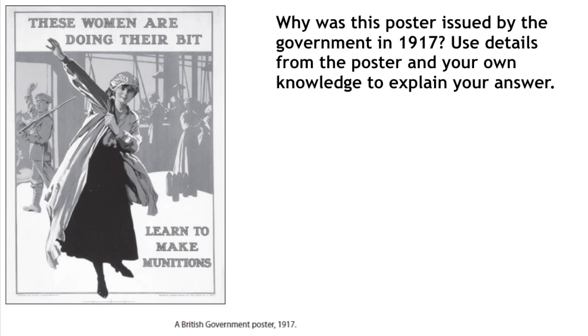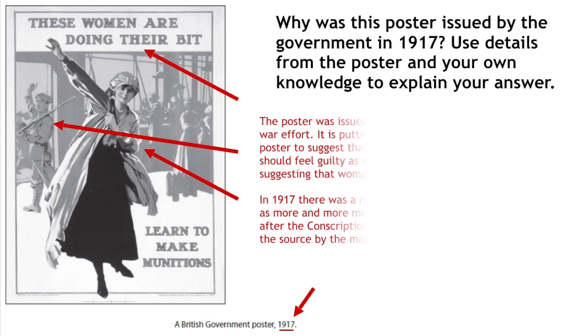So let's have a look at this source. Right, first of all, that date key at the bottom, it's 1917. And that's the key question. Why was this issued in 1917? So hopefully you're racking your brain. What do I know about 1916, 1917, and the build up to this poster being made? There's a couple of things to look out for in the poster itself. We've got the woman in the foreground, clearly putting her coat on, or overalls, like she's just about to start work. And that line at the top, these women are doing their bit. There's that chap in the background as well, which we'll talk about in a second.